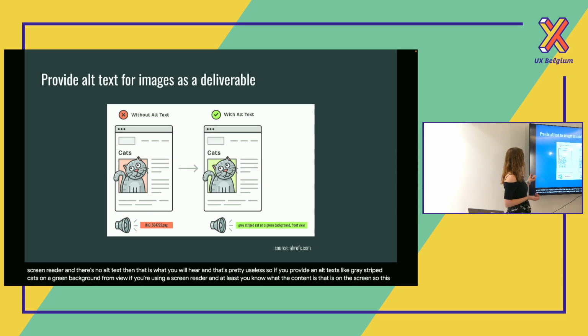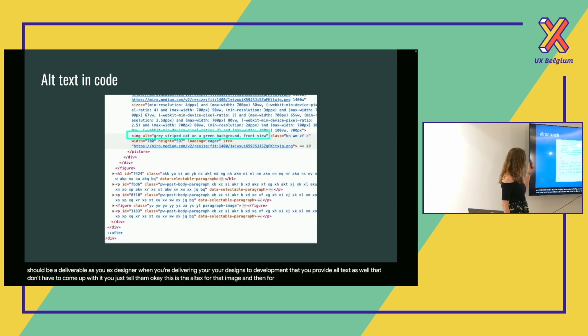So this should be a deliverable as a UX designer when you're delivering your designs to development, that you provide the alt text as well, so they don't have to come up with it. You just tell them, okay, this is the alt text for that image, and then for example, if this is HTML, but it goes for any code that they use, then they can add it as an alt text here in the HTML, and then it will be usable for anyone using a screen reader.